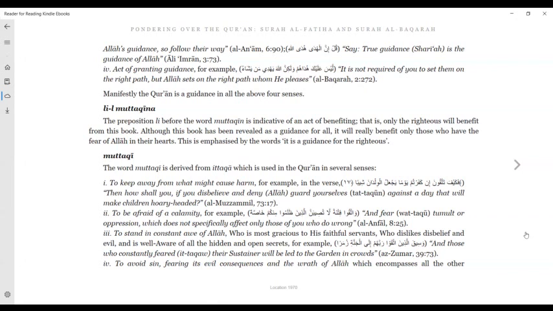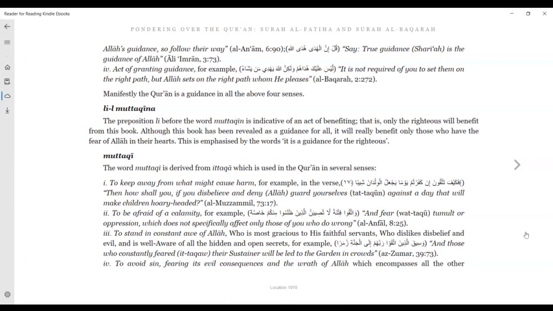Number 3, to stand in constant awe of Allah, who is most gracious to His faithful servants, who dislikes disbelief and evil, and is well aware of all the hidden and open secrets. For example, وَسِيقَ الَّذِينَ اتَّقَوْا رَبَّهُمْ إِلَى الْجَنَّةِ زُمَرًا. And those who constantly fear ittaqaw, their sustainer, will be led to the garden in crowds. Surah Al-Zumar, chapter 39, verse 73.